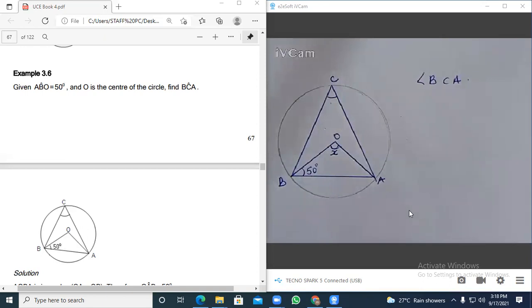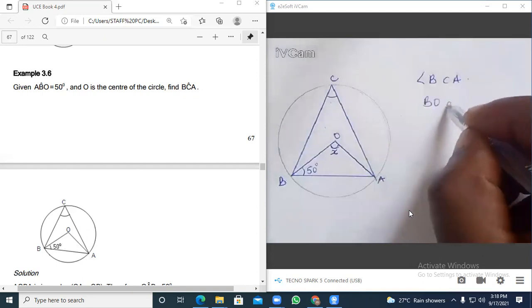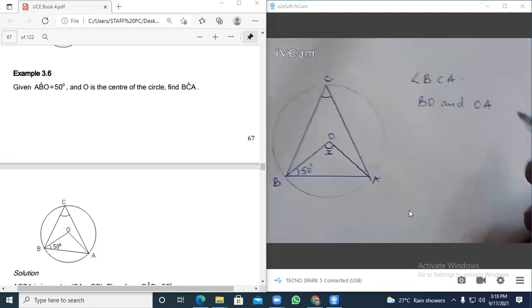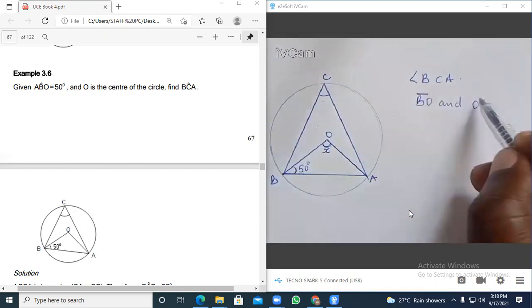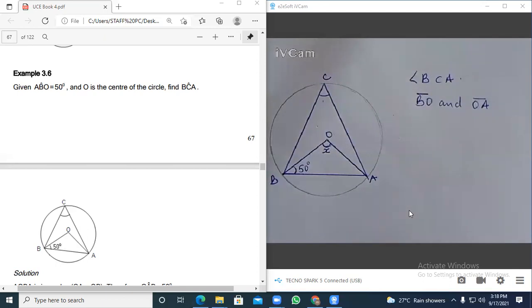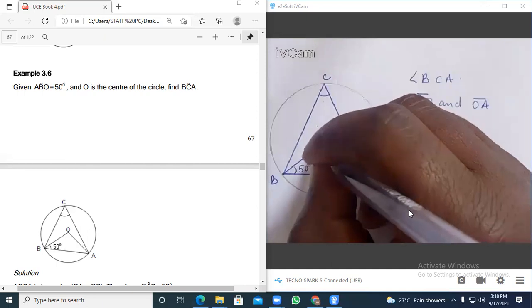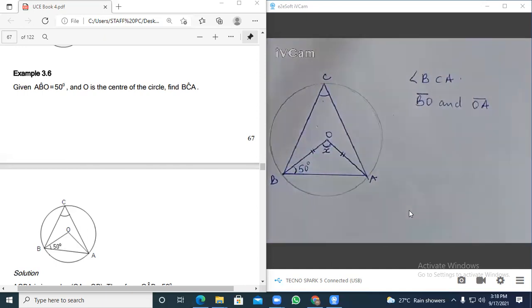Because of the interest of time, I want you to look at these sides, BO and OA. What do you have to say about them? BO and OA. What are they called? They are what? The lines BO and OA. They are what? Radius. They are the radii, isn't it? That means this is equal to that, isn't it? Yes. Now, do you see how we are going to get X?